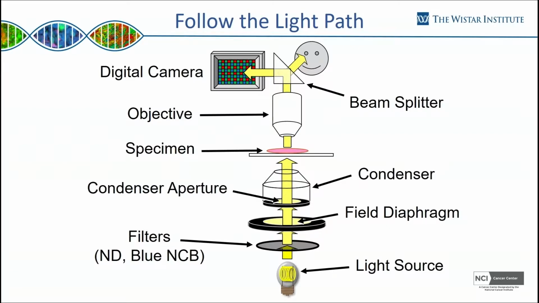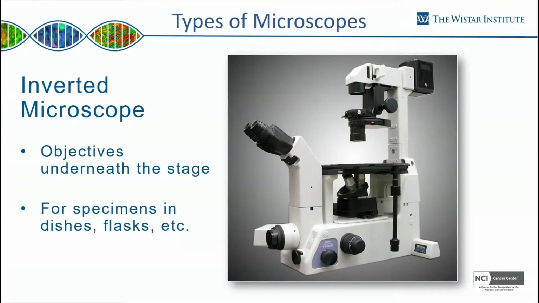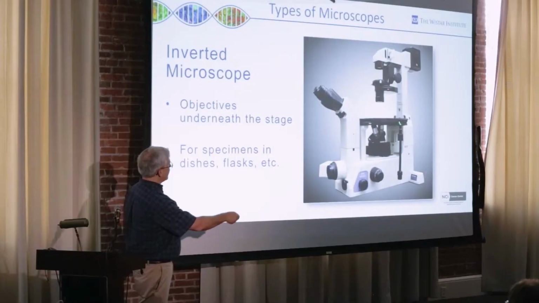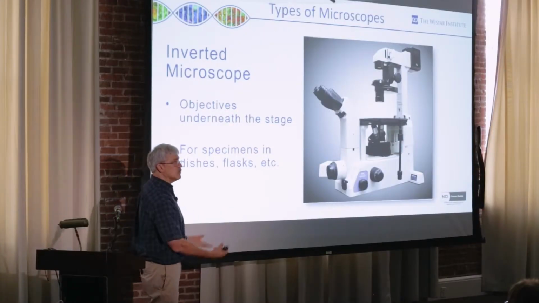Then it goes through the field diaphragm. Then it goes through the condenser aperture in the condenser. And then it goes through the specimen and then through the objective to the beam splitter to either your eye or the camera. Now, this is an inverted microscope. Why is it inverted? Because the lenses are underneath the stage looking up.